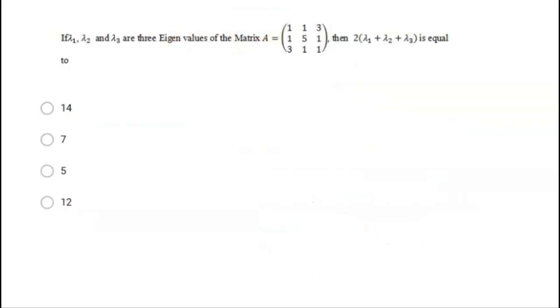Now this is also based on the properties of eigenvalue, that if lambda 1, lambda 2 and lambda 3 are 3 eigenvalues of this matrix, then 2 times lambda 1 plus lambda 2 plus lambda 3. So you know that there is a property that trace of A matrix is equal to the sum of eigenvalues.